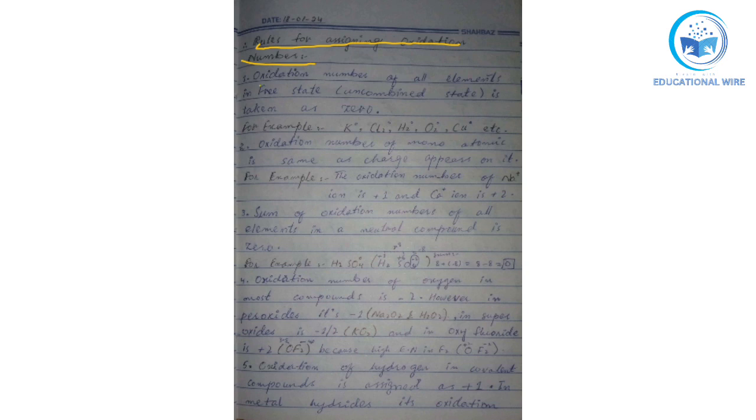First rule is saying that oxidation number of all elements in free state, uncombined state, is taken as 0. What does it mean by free state or uncombined state? Free state means the element is not with another element and is not making any compound. There are just elements like potassium, chlorine, hydrogen, oxygen, and so on.